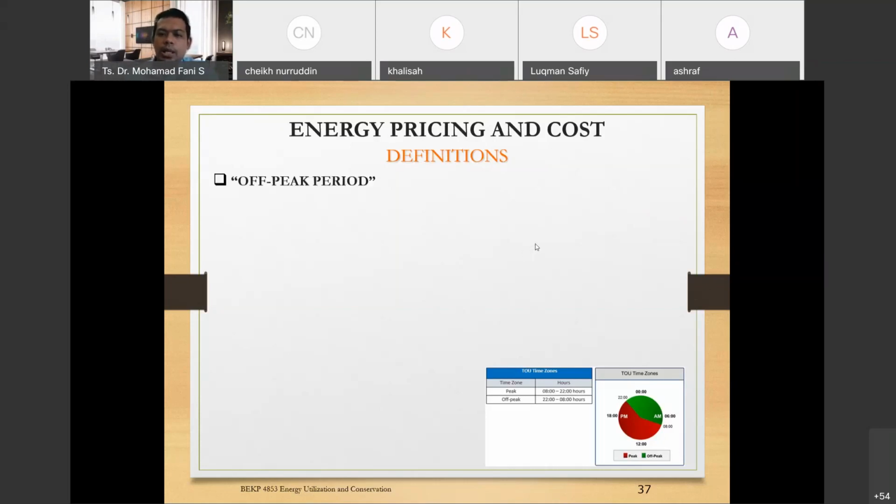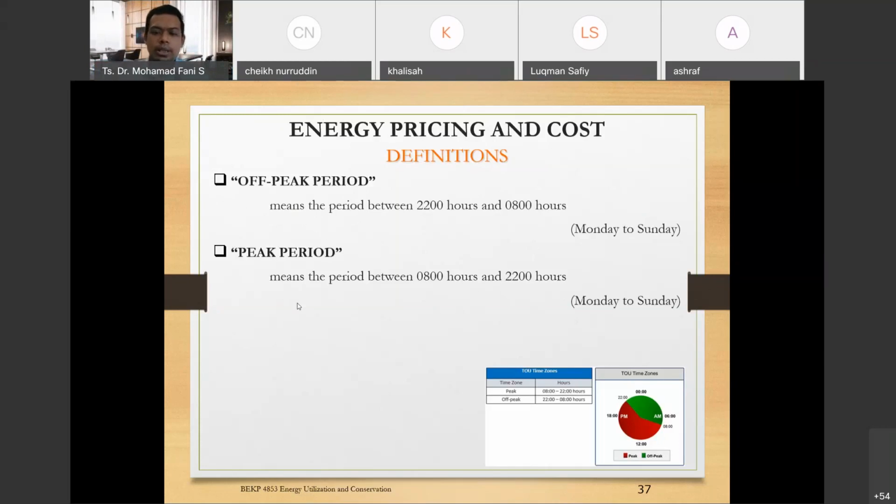So what is energy pricing and cost definition? The off-peak definition. Off-peak for TNB starts from 10 p.m. to 8 a.m. Peak period starts from 8 a.m. to 10 p.m., Monday to Sunday.